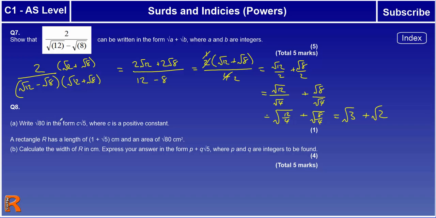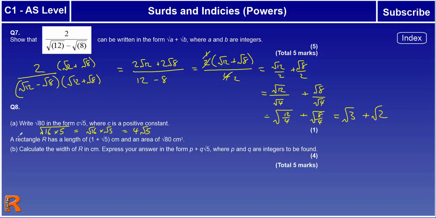Write the square root of 80 in the form c root 5. So we're sort of given a clue here what this is going to be. So something times 5 is 80. So the square root of 80, well 80 is 16 times 5. And that's good because the square root of 16 is 4. So we've got 4 root 5.